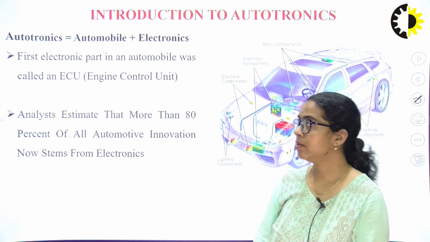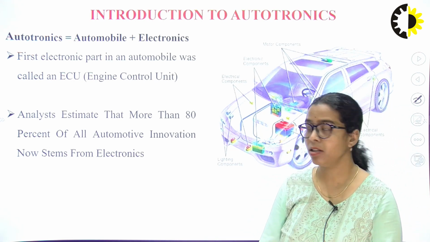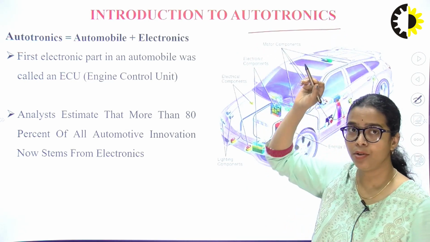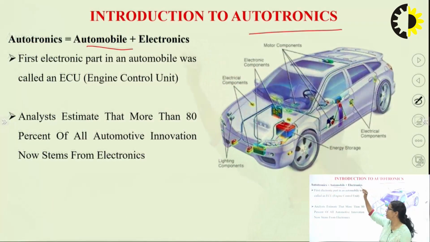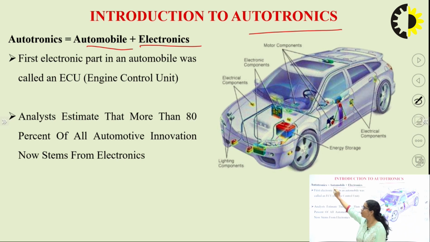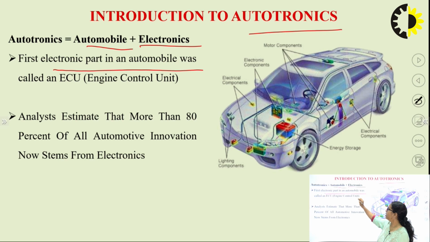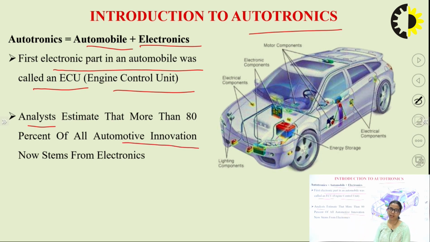The first term and sub branch of mechatronics is autotronics. Autotronics is basically a combination of automobile plus electronics. How are electronic systems embedded in mechanical systems to make the automobile system more efficient? The first electronic part in an automobile was called an ECU, that is engine control unit. However, analysts estimate that more than 80% of all automotive innovation now stems from electronics.